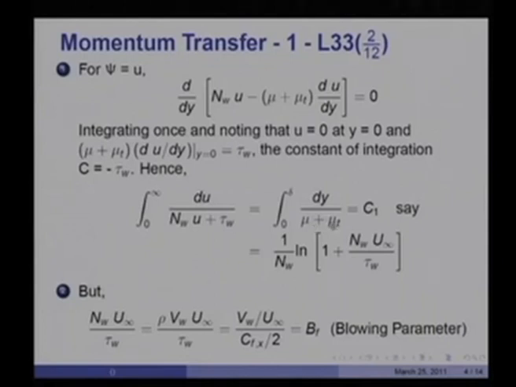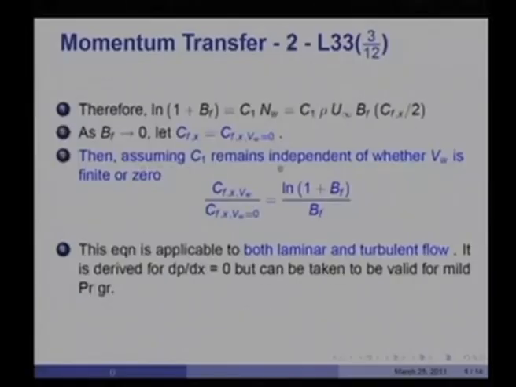But even in a turbulent boundary layer, if we say that mu t essentially is a function of y and not affected by whether, as you will recall from Prandtl's mixing length, that it will not be too seriously affected. If we assume C1 is independent of whether VW is finite or 0, we can show that it follows from this equation that CFX VW divided by CFX VW 0 would be ln(1 plus BF) by BF.